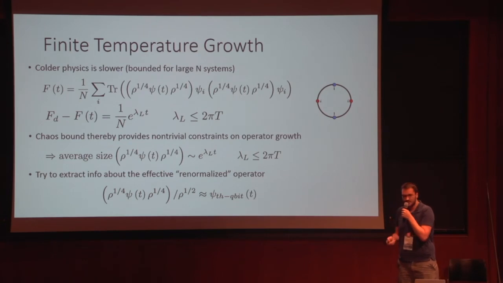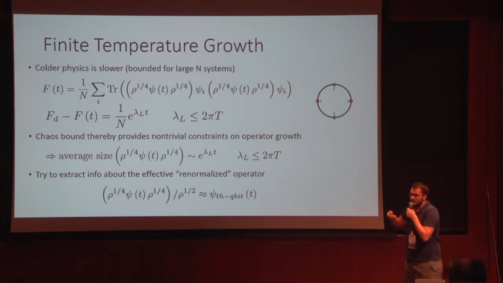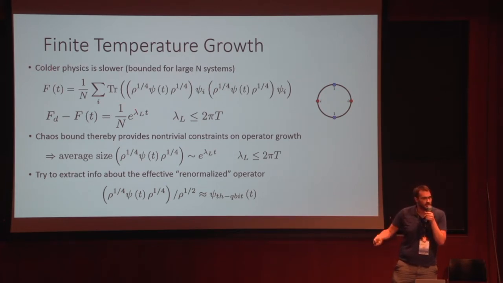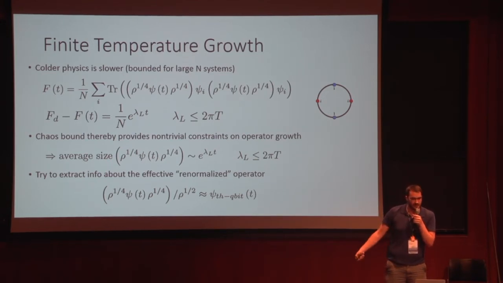But if we only understand the story at infinite temperature, which is what the previous statement was about, we don't really understand what's going on. So essentially, we can ask the question about this real out-of-time order correlator, which is what the chaos bound is honestly about. And as we know, such a thing can't grow faster than an exponential with a rate of 2 pi over beta. But what this is saying is that this operator right here, rho psi rho, its average size as an operator can't grow too quickly. In fact, it has to slow down as we cool the system down.